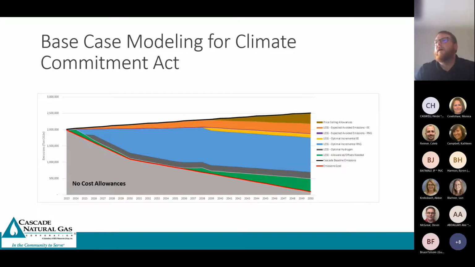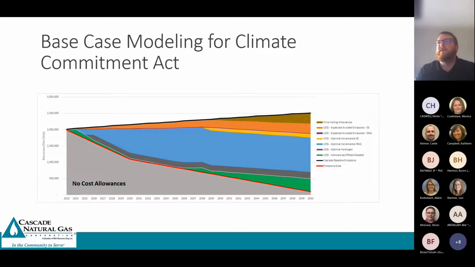And then in the yellow, we have optimal incremental energy efficiency. So this is energy efficiency above and beyond what we would expect based on our avoided costs. So if we can go out and get more DSM, that's an option. And then I mentioned RNG, and we have incremental RNG in that purple area. And I can't remember who mentioned it, but even if their RNG attributes aren't available, there are RNG attributes as long as we're purchasing that RNG as well.